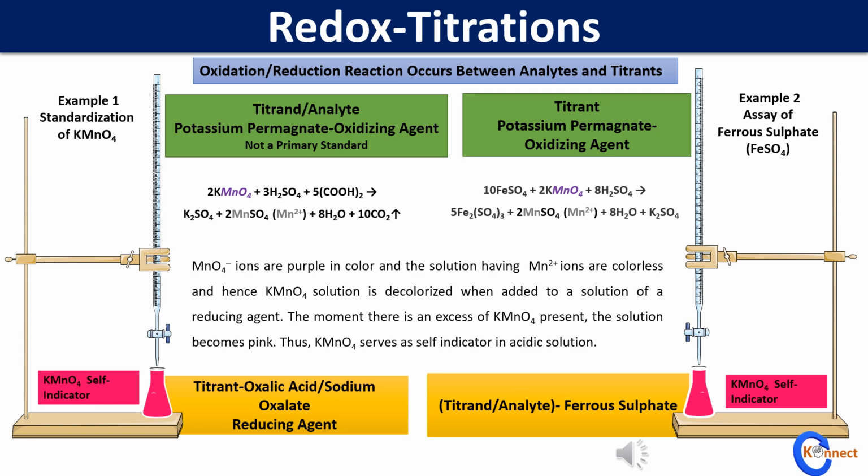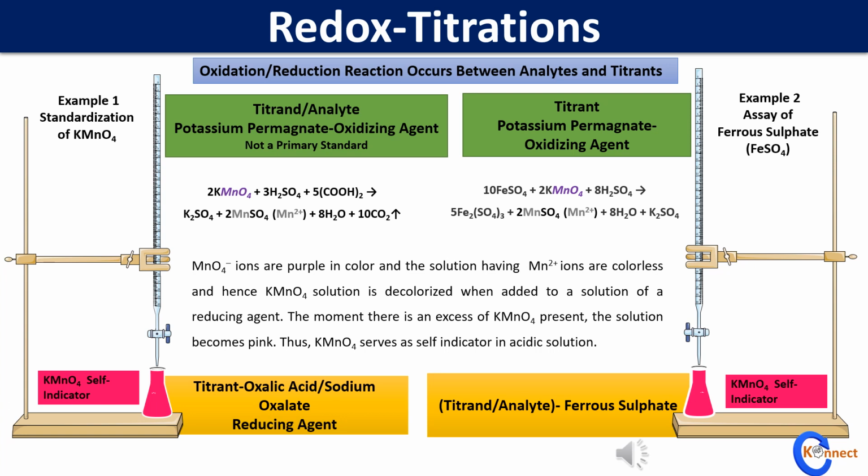Here it acts as an analyte or secondary standard only because it is difficult to obtain the pure state of KMnO4, as it is not free from MnO2. Oxalic acid acts as a titrant or primary standard and a reducing agent in this case. This titration occurs in acidic medium, that is why we are using H2SO4.